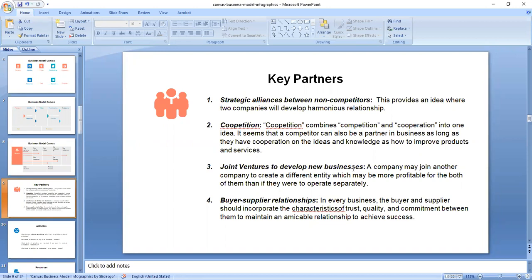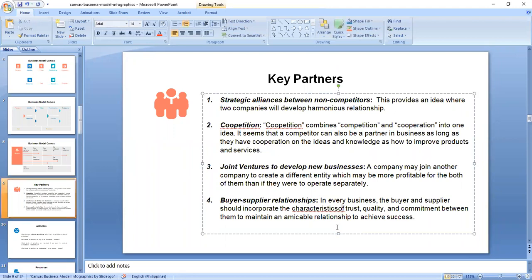So, I buy from you, or should I say, you supply for me, something like that. So, in every business, the buyer and supplier should incorporate the characteristics of trust, quality and commitment between them to maintain an amicable relationship to achieve success. So these are the key partners, the most common key partners that a particular business may have.